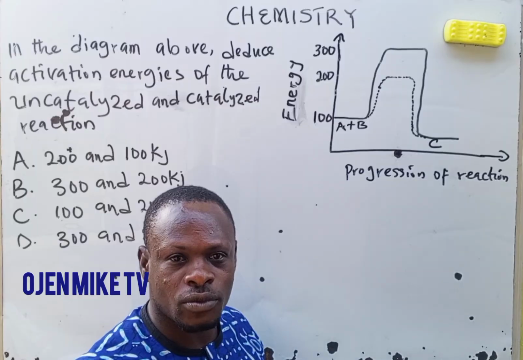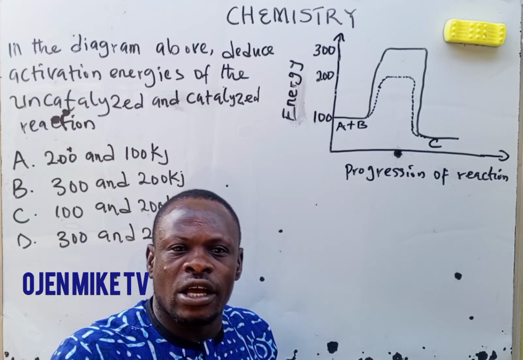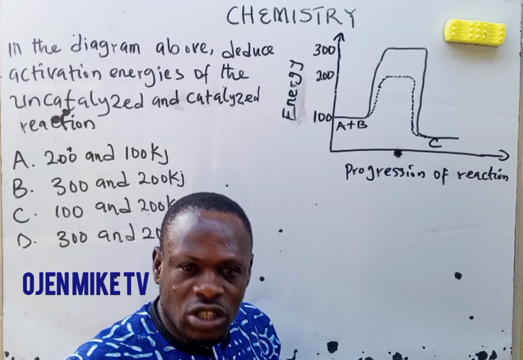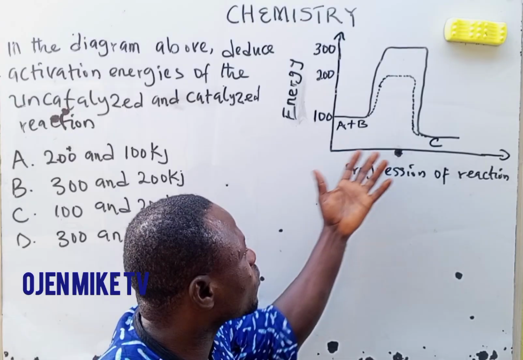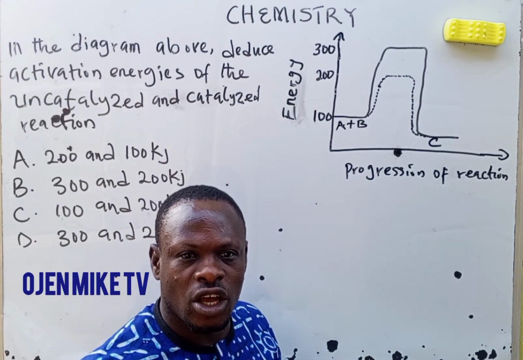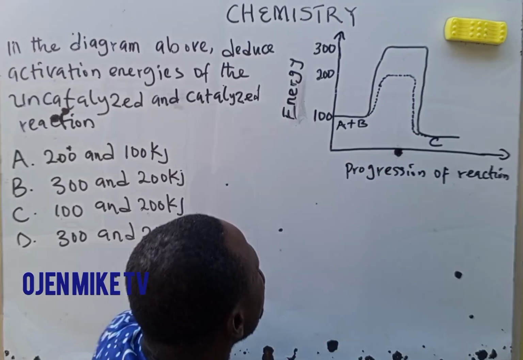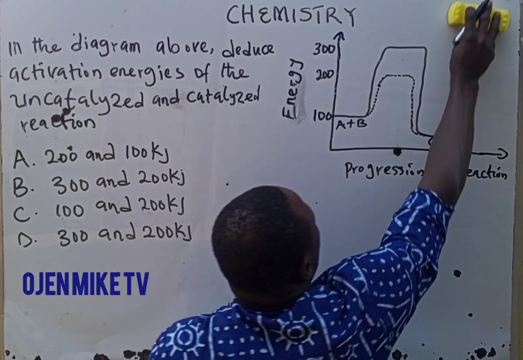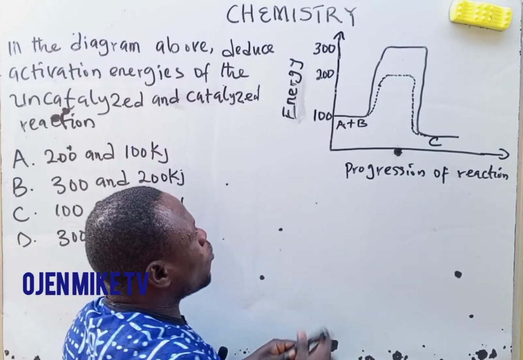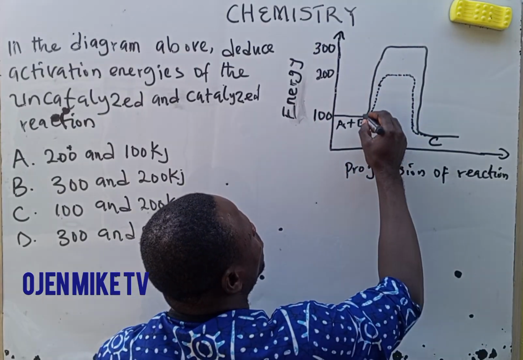A catalyst. Okay? Now, what does a catalyst do? A catalyst lowers the activation energy. That is, it provides an alternative pathway for the reaction. It affects the rate of a reaction by what? By lowering the activation energy, so that a product can be formed faster. So in this way, if you have to indicate the one that is catalyzed and the one that is uncatalyzed.